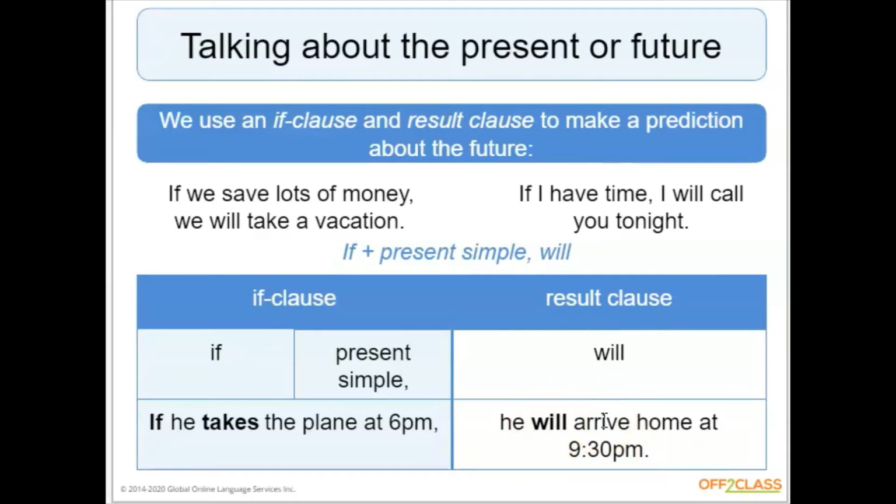Okay, remember that like we did with the zero conditional, you can change the order of the if clause and the result clause, right? So you could say he will arrive home at 9 p.m. if he takes the plane at 6 p.m. And then you don't usually use the comma, okay? But just to keep things simple, we're going to keep the order this time of the if clause first and then the result clause, okay?